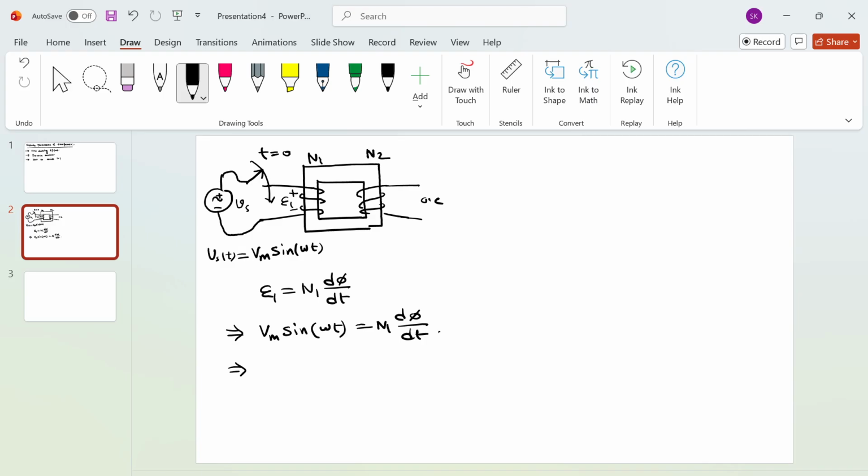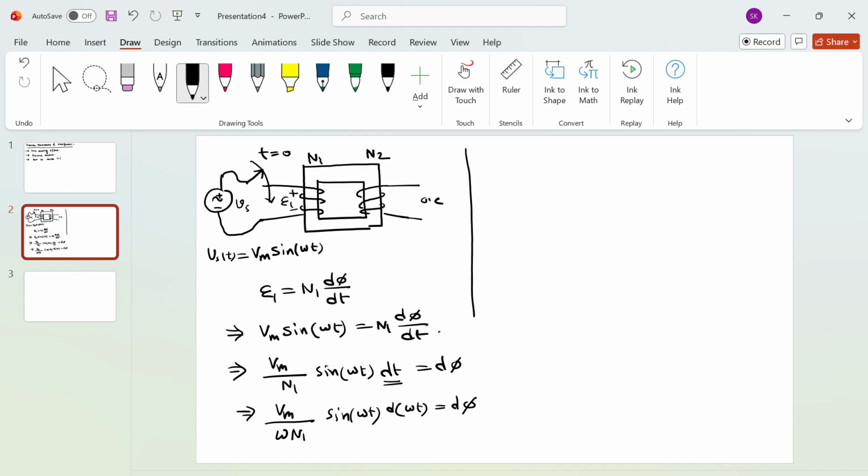Now rearrange the equation. Vm by N1 sine omega t dt equals d phi. Let me change this term dt to d of omega t, so divide by omega: Vm by (N1 omega) sine of omega t d of omega t equals d phi. Now you perform the switching action at t equal to 0.